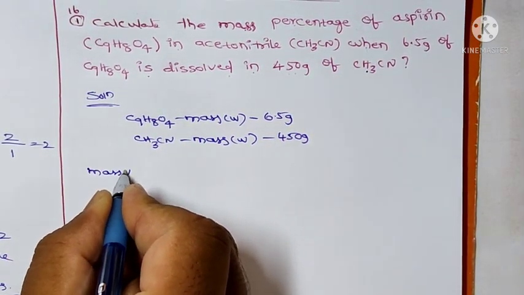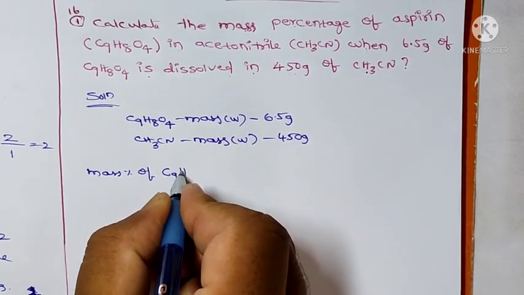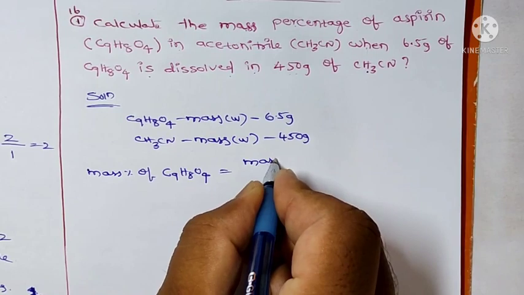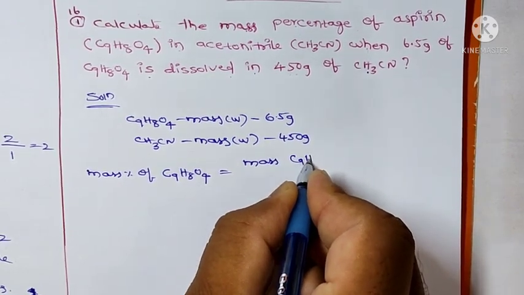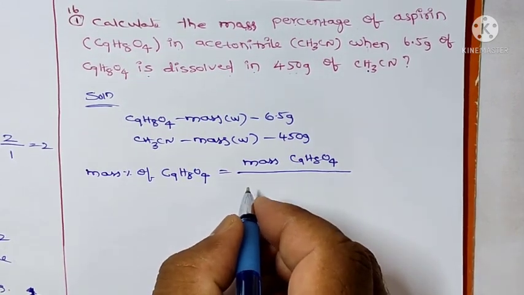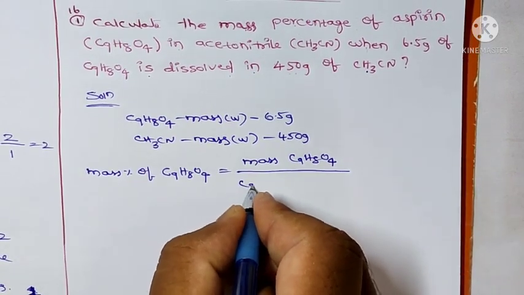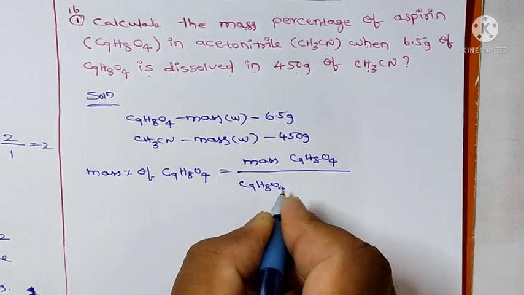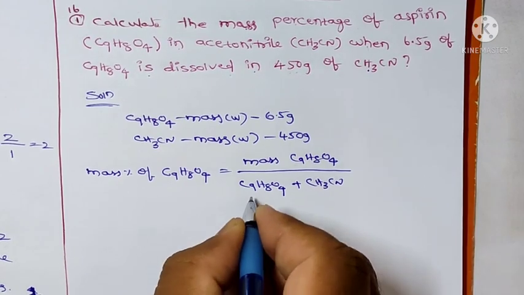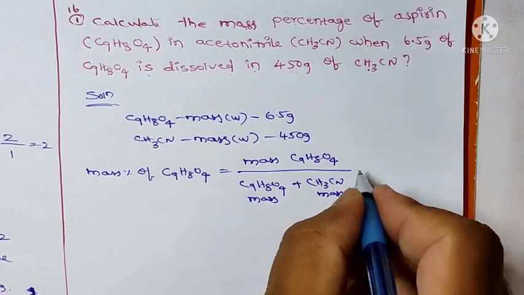So the formula: mass percent of aspirin is equal to mass of aspirin divided by mass of aspirin plus mass of acetonitrile, into 100.